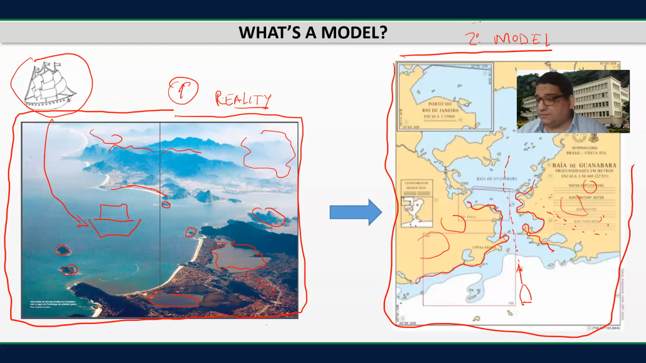And in a model, I will put only the main data that I need for my decision making, you know? So this is the meaning of a model. That's why George Box said our models are wrong, because in a model, I don't have many data that I have in the reality.